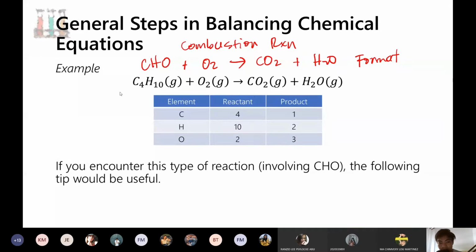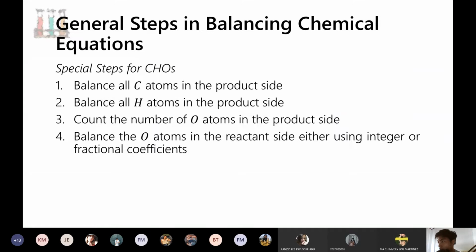So you count the number of atoms, pero ito yung general technique in balancing this type of equation. So ito yung special steps. Number one, you balance the carbons first. So you balance the carbons in the product side. That means you count the number of carbons in your reactant side, then you balance yung nasa product side. After balancing the carbons, sunod si hydrogens. So, ano yung gagawin mo sa hydrogens? Balance them. You count the number of hydrogens in your reactant side, then you balance the hydrogens in the product side. Then, after balancing carbons and hydrogen, yung oxygen na yung susunod.